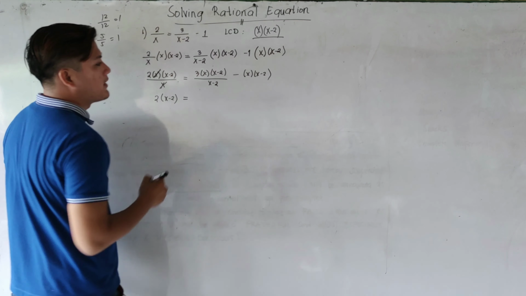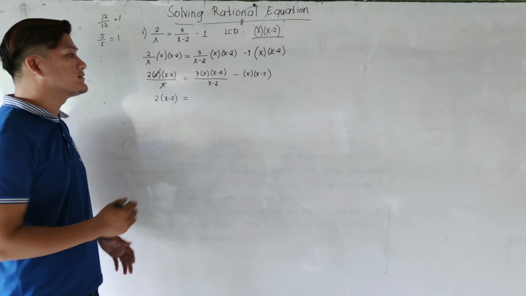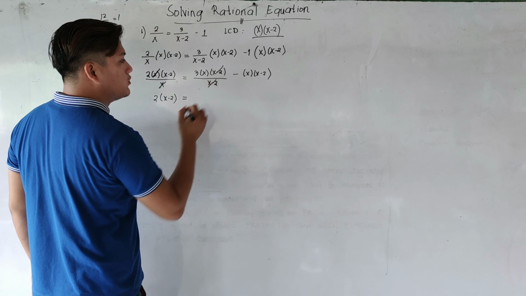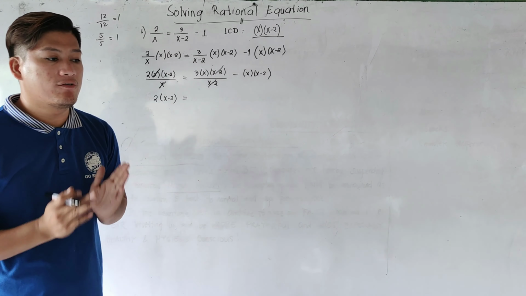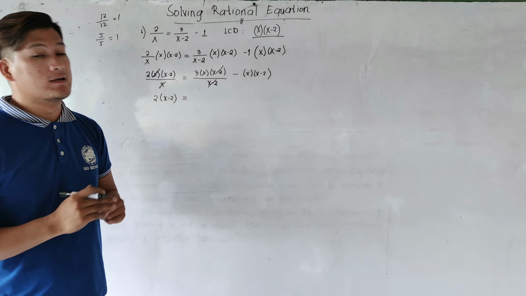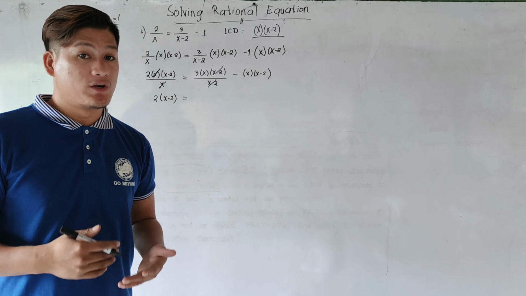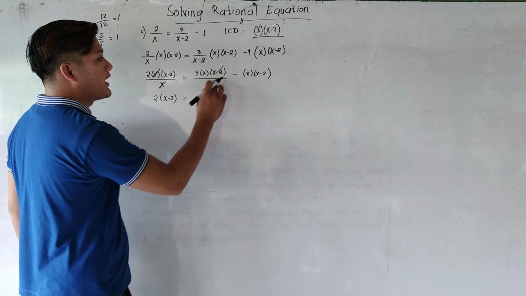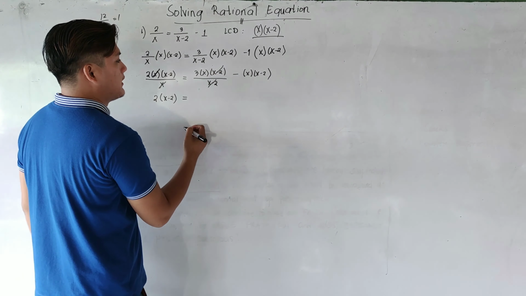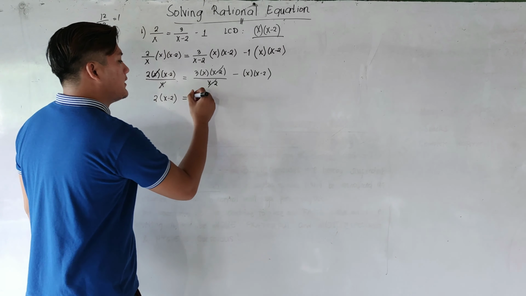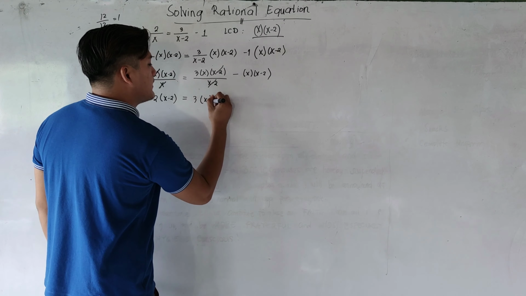On the other side, we can also cancel x minus 2 over x minus 2. Because again, let me repeat, 5 over 5 is equal to 1, 2 over 2 is equal to 1, 10 over 10 is equal to 1. Same as your x minus 2 over x minus 2 is equal to 1, so cancel x minus 2. The remaining is we have 3 and x.